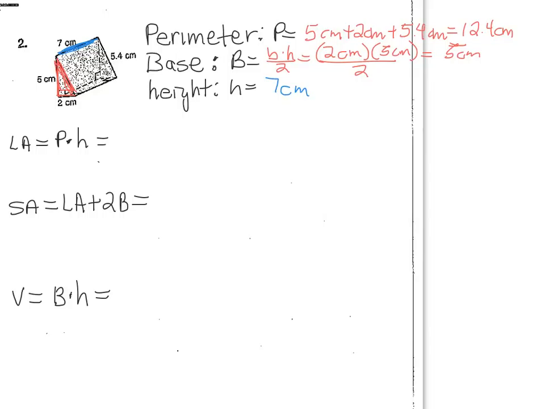Okay, so Jackie, what did you have for the lateral area? What are the numbers that you used? I did 12.4 times 7. 12.4 centimeters times 7, which is the height, and that gives you what?